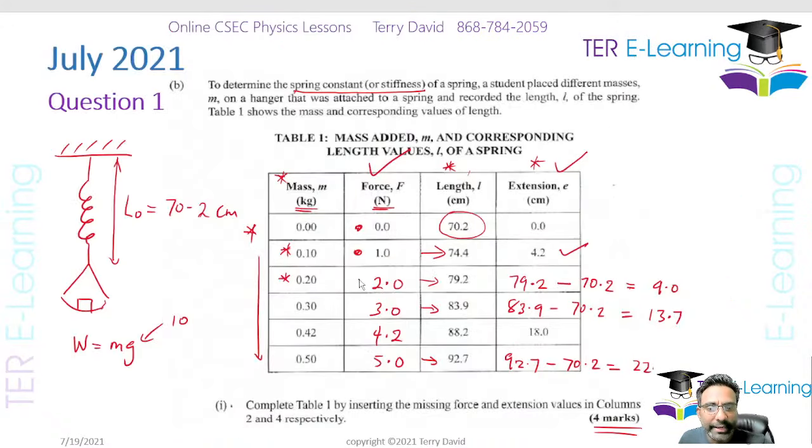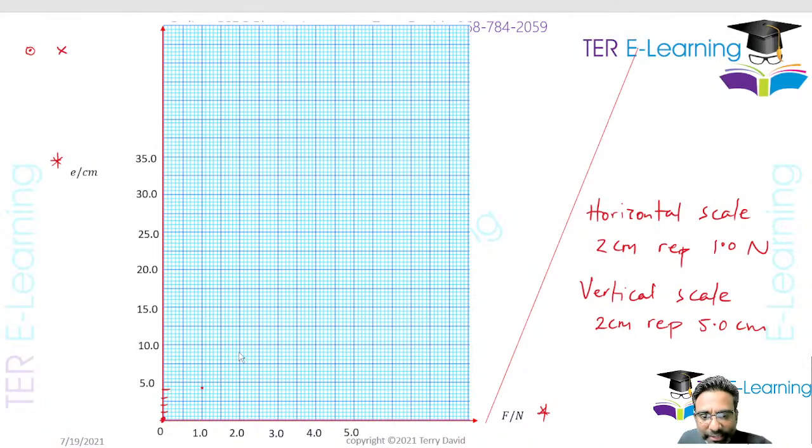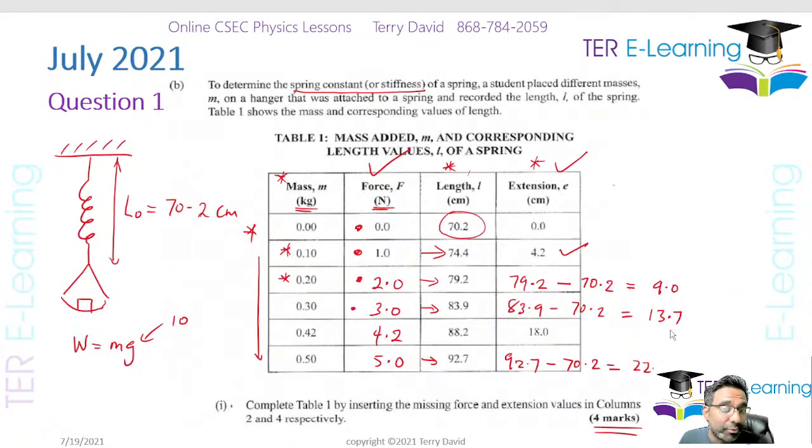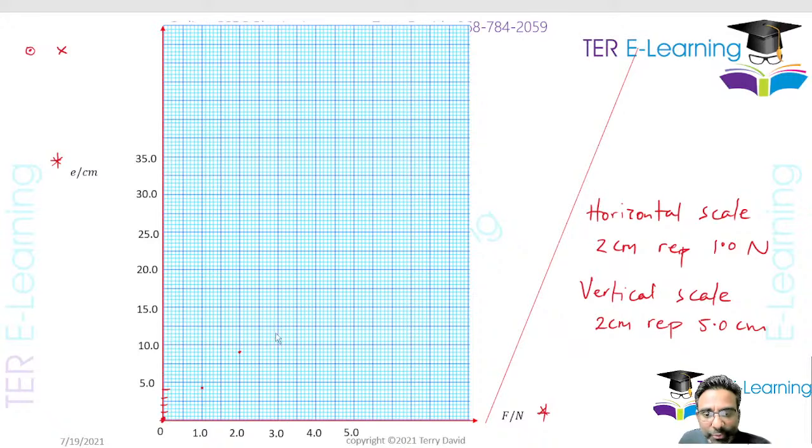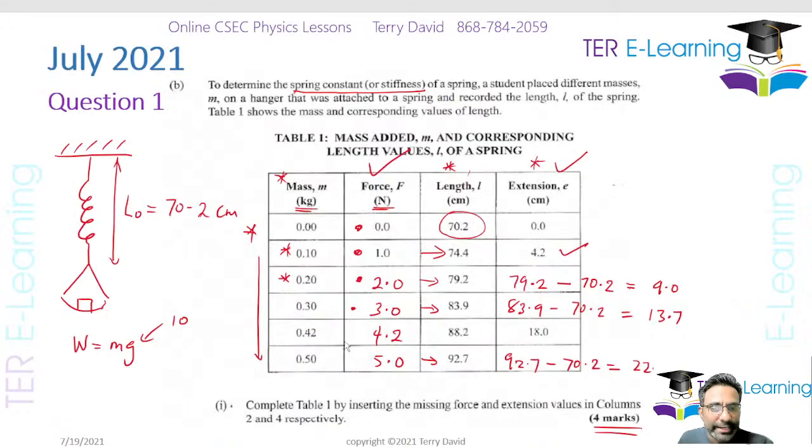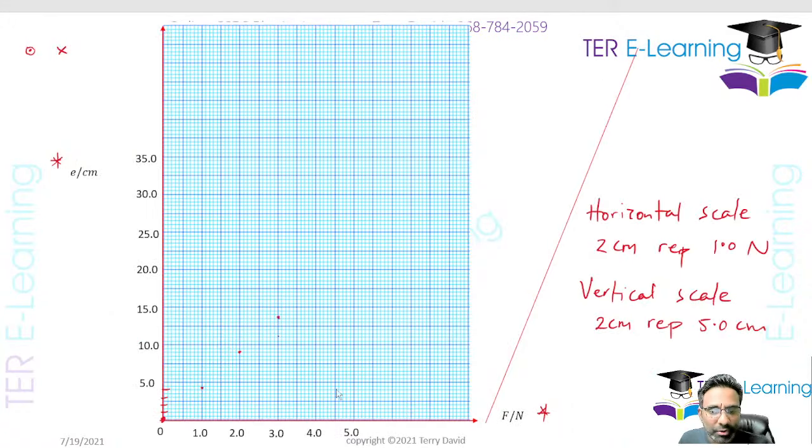The next point I'm going to plot here is 2.0 against 9. So 2.0 against 9 should be around here. Then I'm going to plot 3.0 against 13.7. So this is 10, 11, 12, 13.5. 13.7 is around here, right? The next point I'm going to plot is 4.2 against 18. So this is 4.2 here, and we go to 18. So that's 16, 17. So that's about here, right? So that's 4.2 against 18.